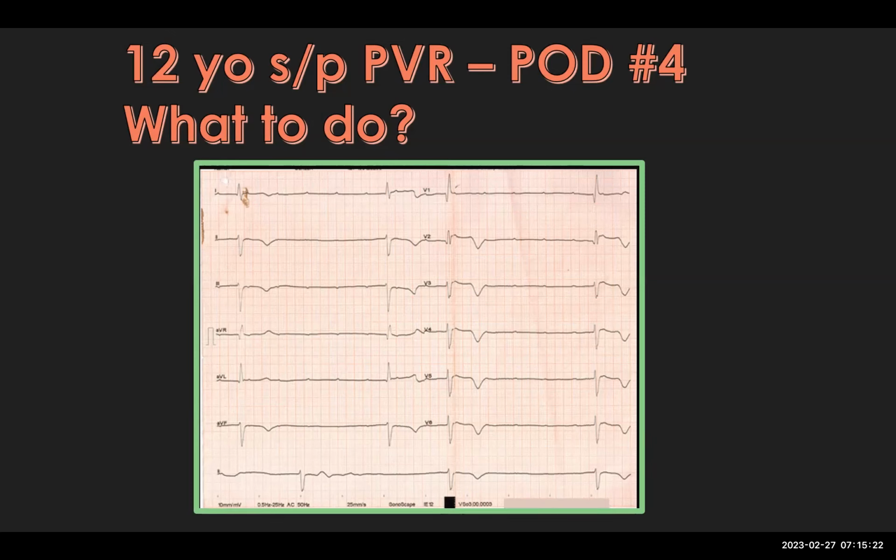Right. If we're having P waves that are not conducted to QRS complexes. So is it first degree heart block? No, it's higher degree than that. And there's no consistency in the R to R interval. So I would say third degree heart block.